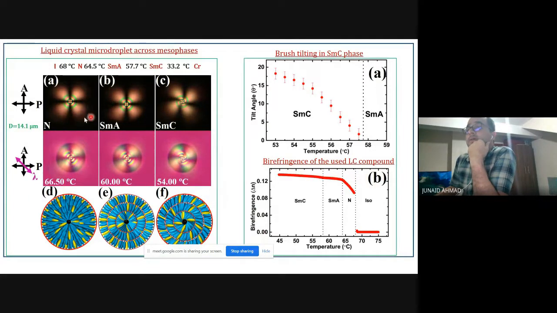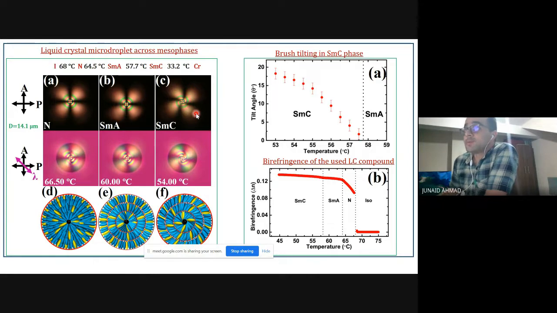So here I show these three pictures corresponding to three phases of this very compound. This is the nematic phase liquid crystal droplet, this is smectic A phase liquid crystal droplet, and this is smectic C phase. As you could see clearly in all these droplets, 4 intensity extinction brushes are present, which means that the molecules are radially oriented inside this droplet. And same is the case in smectic A as well as smectic C phase.